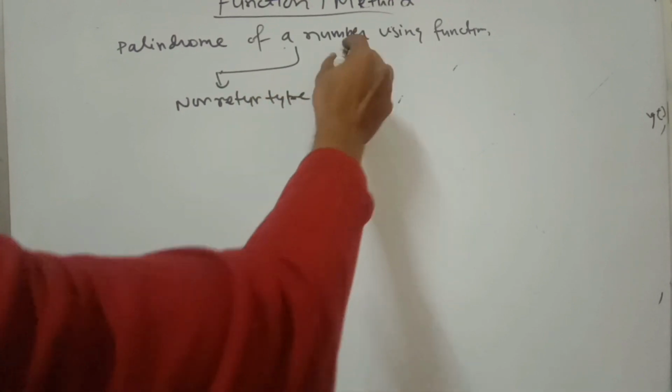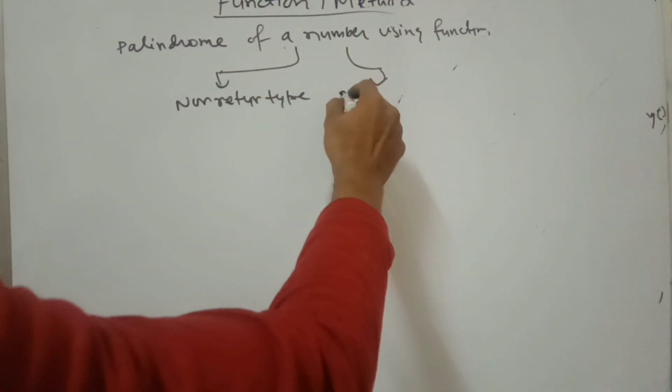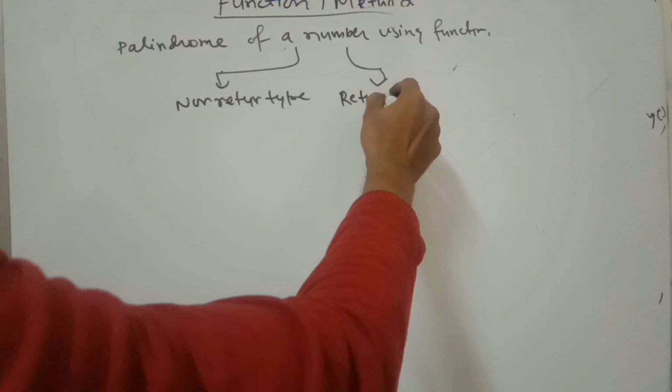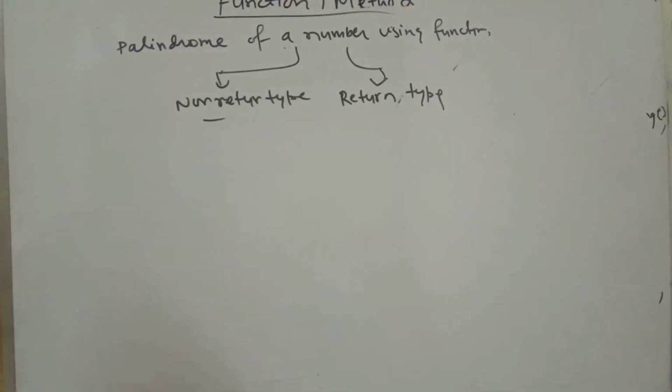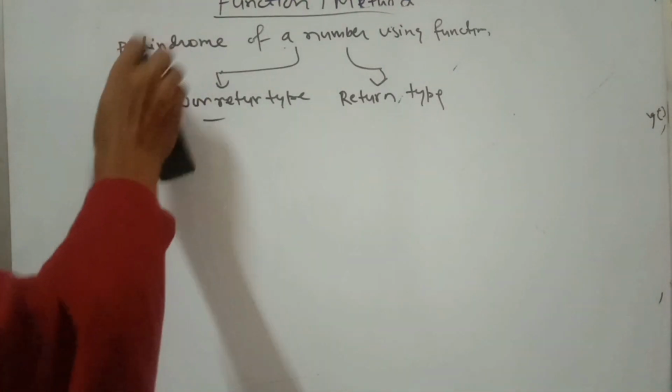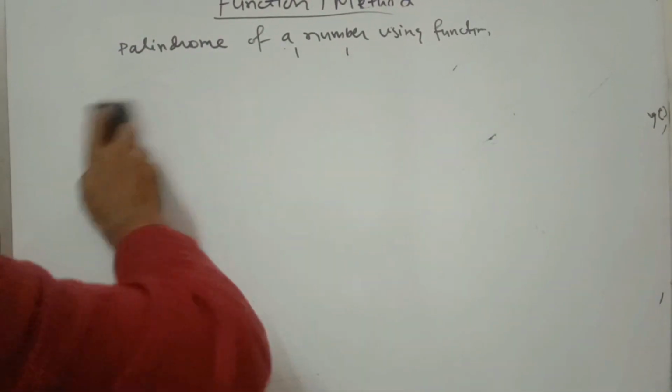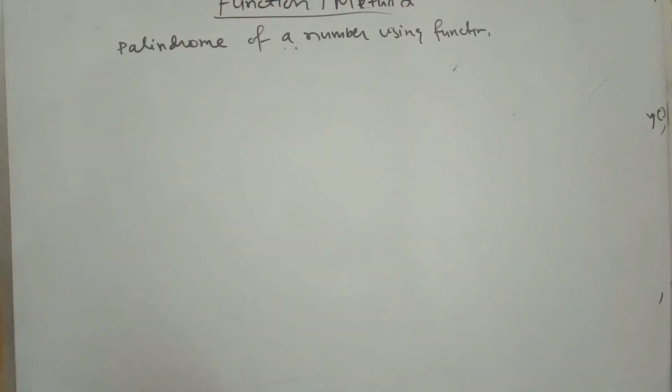Another one we will show is return type. है ना, इसको दो तरीक़े से दिखाएंगे, एक नॉन रिटर्न टाइप, एक रिटर्न टाइप. So for non return type we will write type void. Okay, so now I am going to start the program of palindrome.